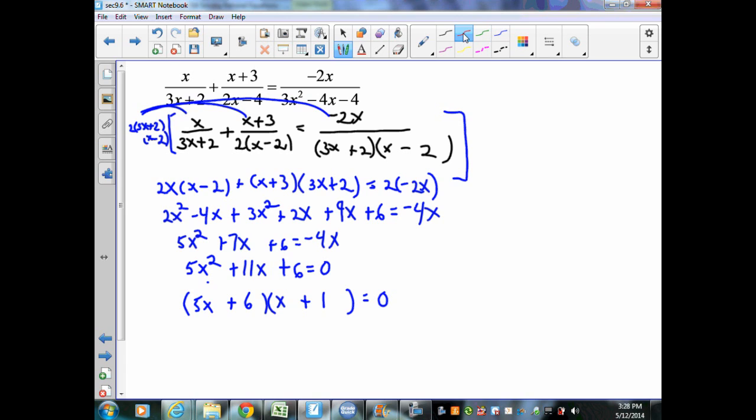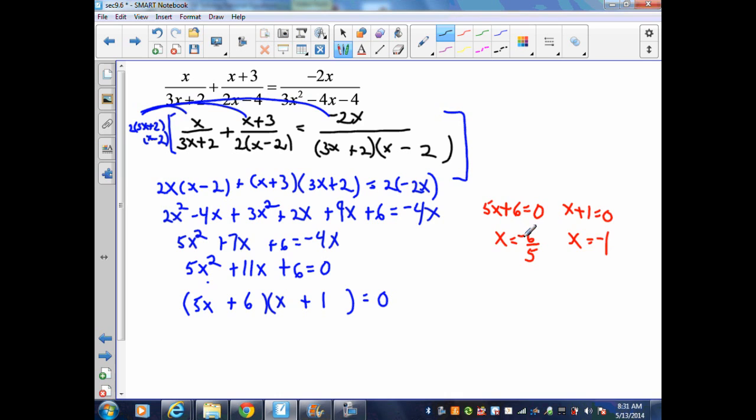Now what I can do is set each quantity to 0. That gives me 5x plus 6 equal to 0. And when I solve that for x, it will equal a negative 6/5. And the next one I have x plus 1 equals 0. And when I solve that, that'll give me x equal to a negative 1. And if I would substitute these values back into the original equation, they would both turn out to be true. Therefore, they are solutions of our equation.